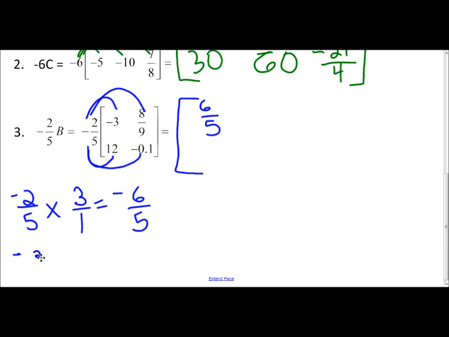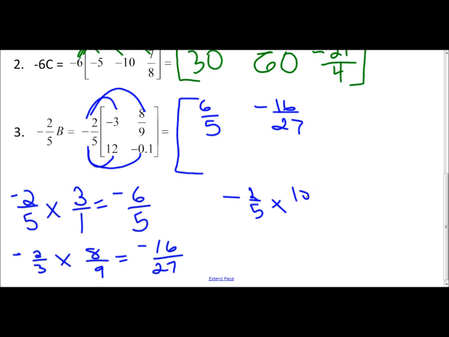And I'm going to take negative 2/3 times 8/9. Can't cross reduce here. Negative 2 times 8 is negative 16. 3 times 9 is 27. So I have a negative 16 over 27. Then I'm going to take negative 2/5 times 12. Negative 2 times 12 is negative 24. 5 times 1 is just 5. So I have negative 24 over 5.